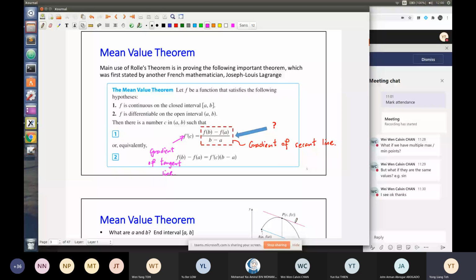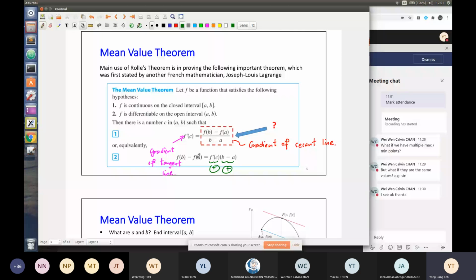So the consequence of this statement is that if your gradient is positive, then your function value must increase in that interval. I repeat again, if your gradient is positive, that means your function value must increase. Because b minus a is always positive, since we always treat b as on the right side of a, b is more than a. So this is always positive. Then if this is positive, f(b) minus f(a) got no choice, got to be positive.